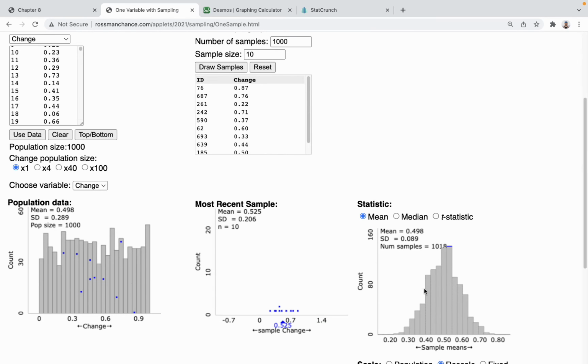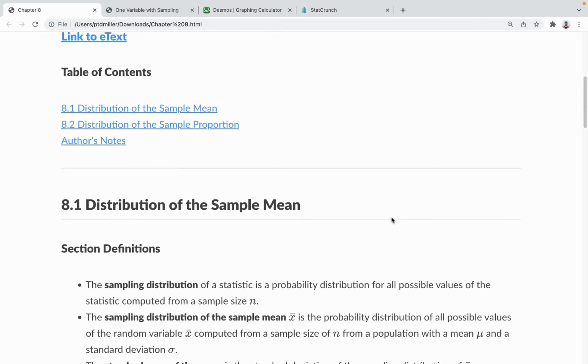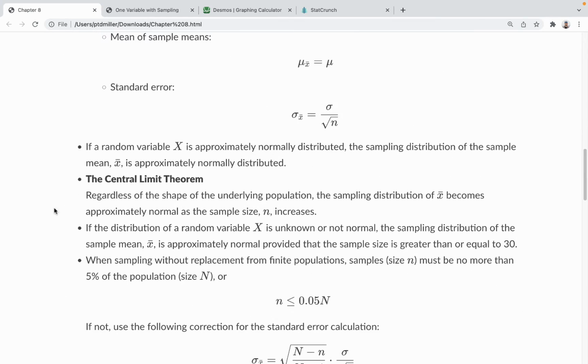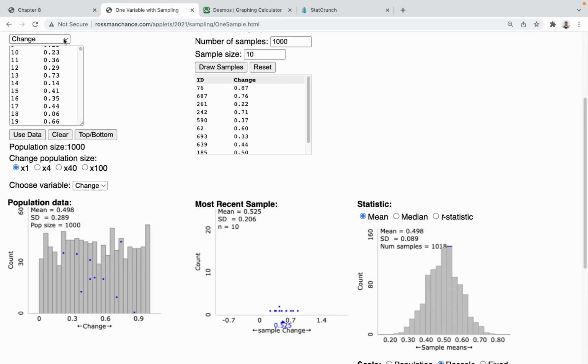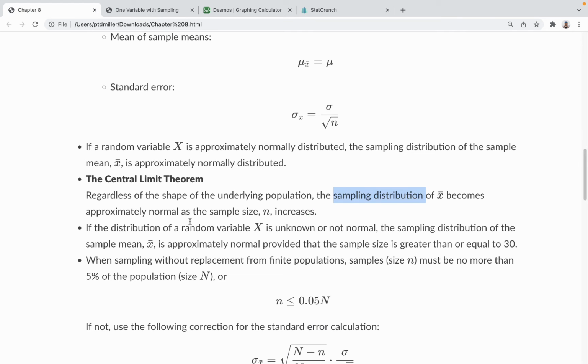So this is the concept of sampling distributions. What you get is, and I'm going to go down to the central limit theorem, you're taking samples, you're finding the sample mean, and no matter what shape you start with, the sampling distribution, which is the one that we created on the right, will tend towards a normal distribution.